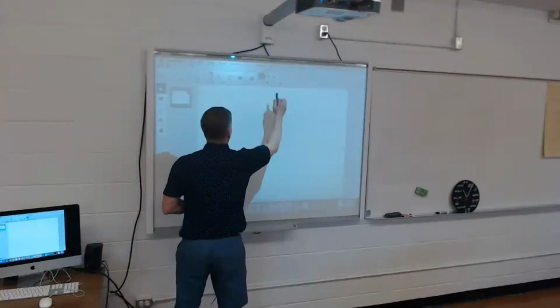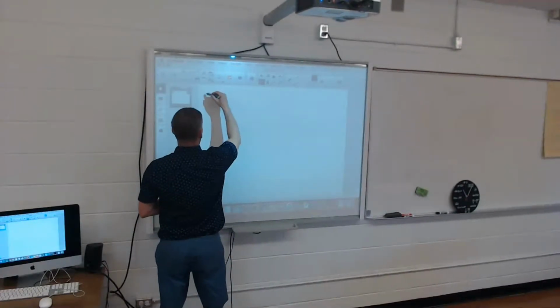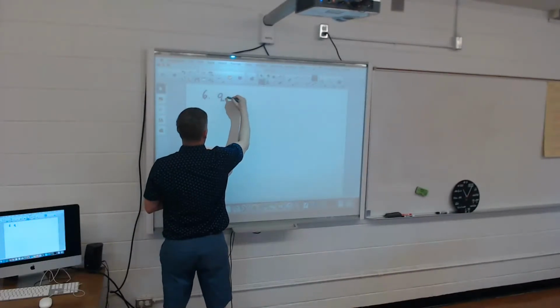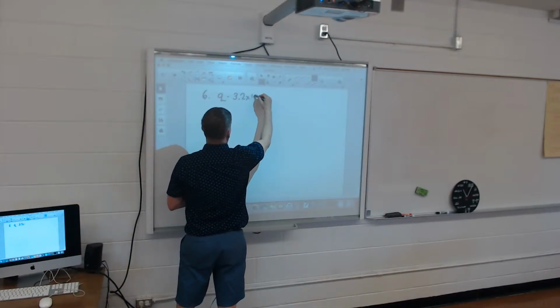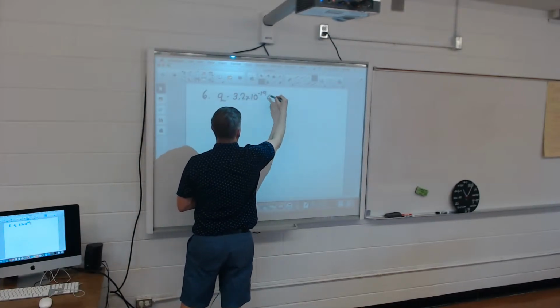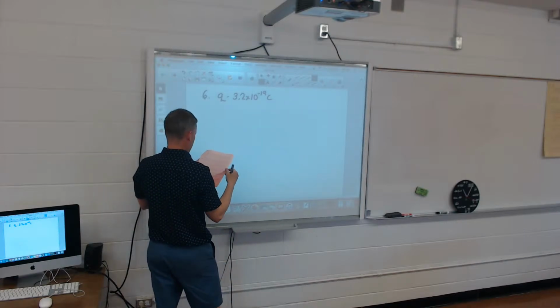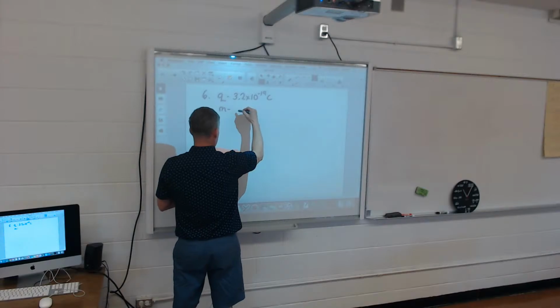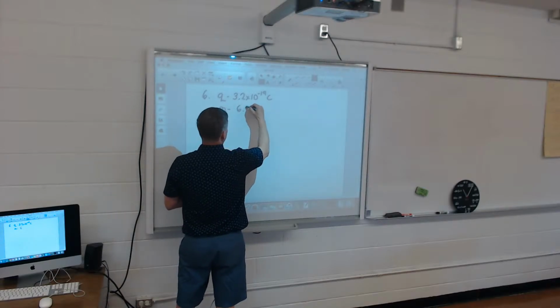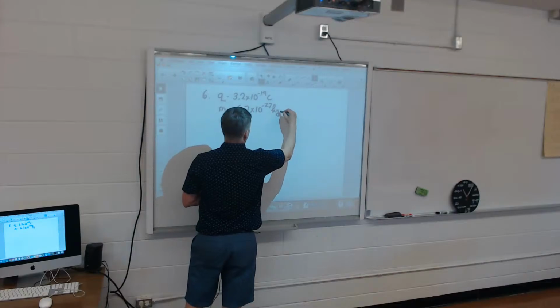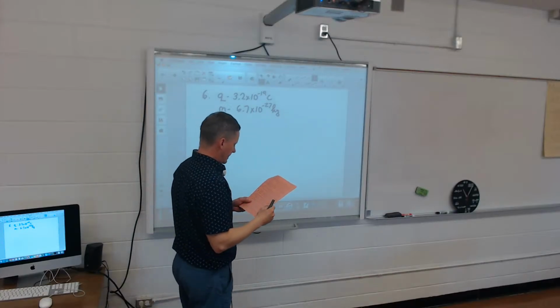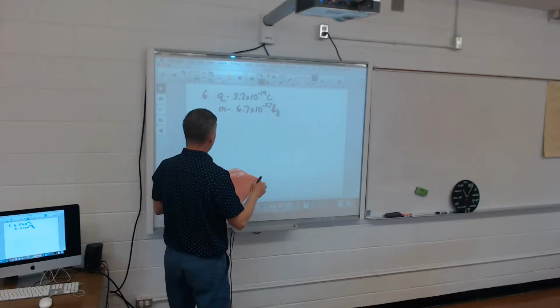That gives us the charge of the alpha particle. So Q is 3.2 times 10 to the negative 19 coulombs. That's the 19, okay. Mine didn't print out that well. We also get the mass of it, so 6.7 times 10 to the negative 27 kilograms. It's accelerated by a potential difference.